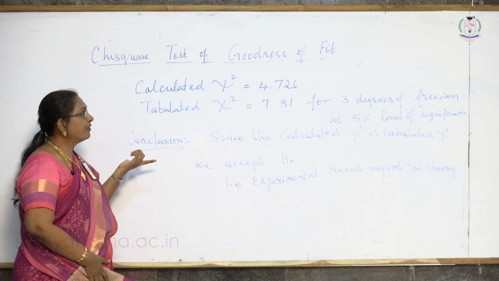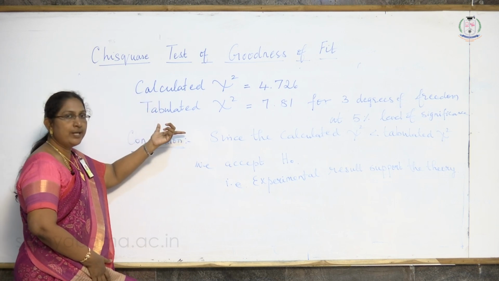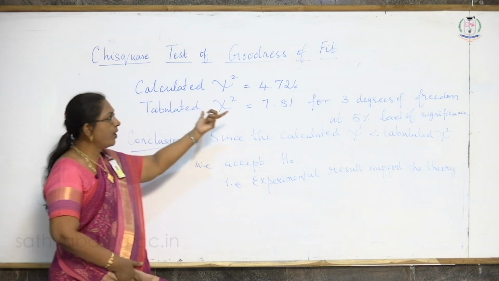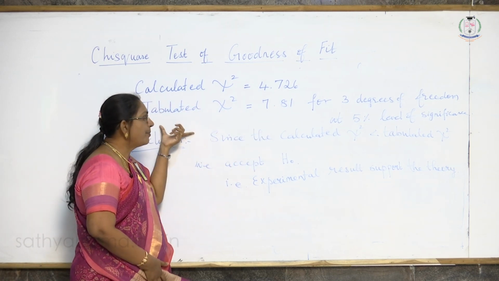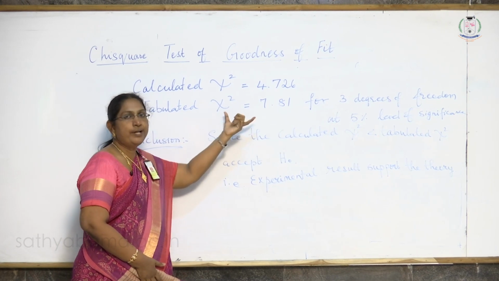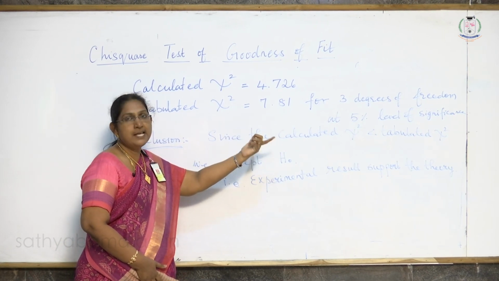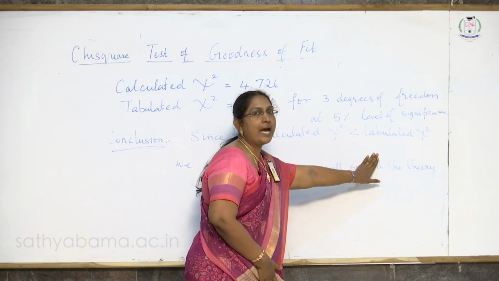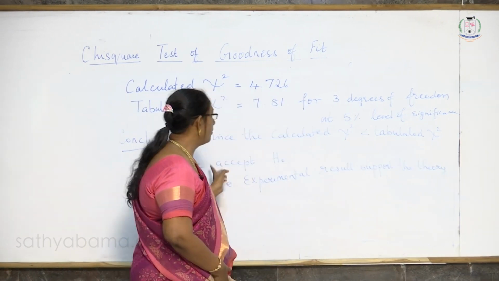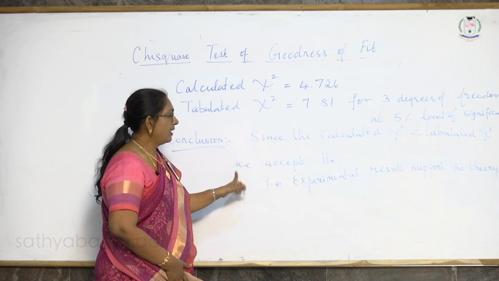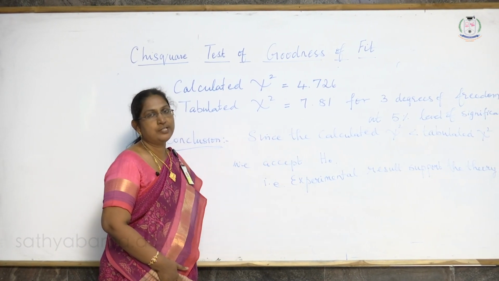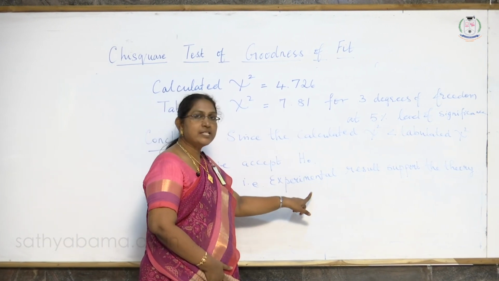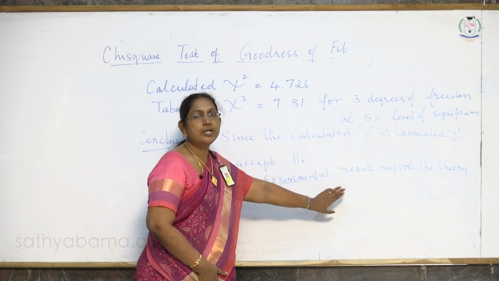Conclusion is, we have to compare the calculated chi-square with the tabulated chi-square. Now, the calculated chi-square is 4.726 and the tabulated chi-square is 7.81, which is clearly less than. So, the calculated chi-square is less than the tabulated chi-square. So, we can conclude that we can accept the null hypothesis H naught, and that is, we can say that the experimental result support the theory.